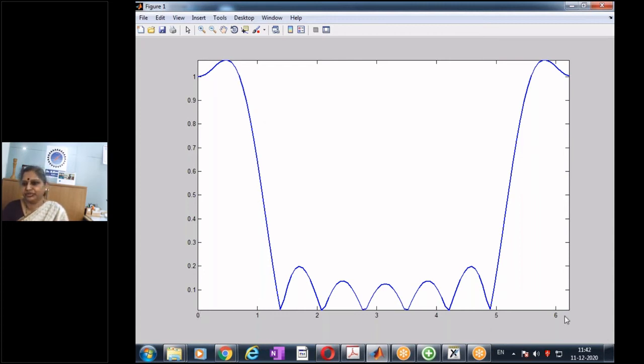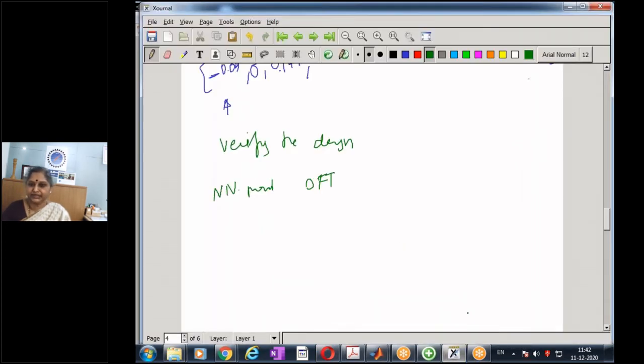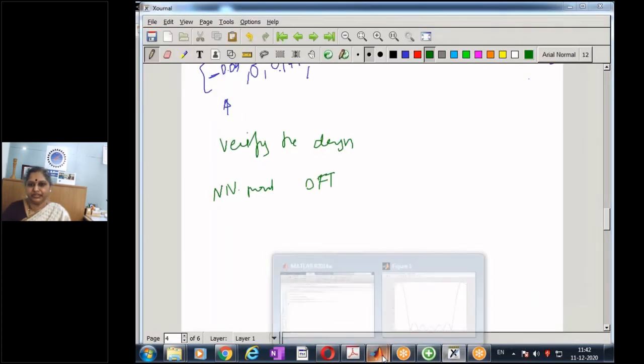This is a plot from 0 to 2 pi, 6.28. We see that we designed a low pass filter with a sharp cutoff, and we took some samples. We took 9 samples, and this is the result we got. This is how the frequency response of our designed filter is. So now how do we recognize the frequency response?